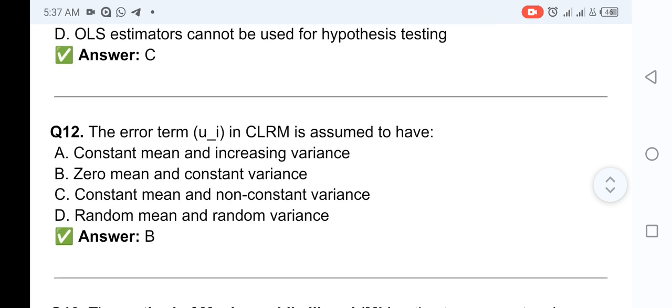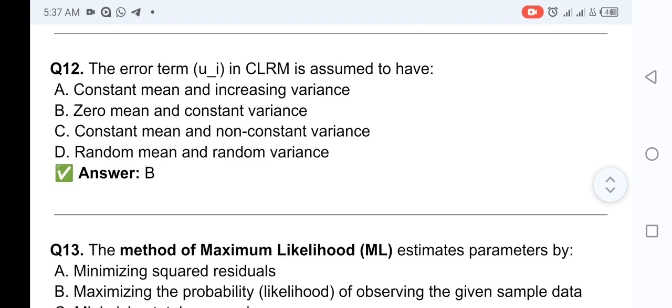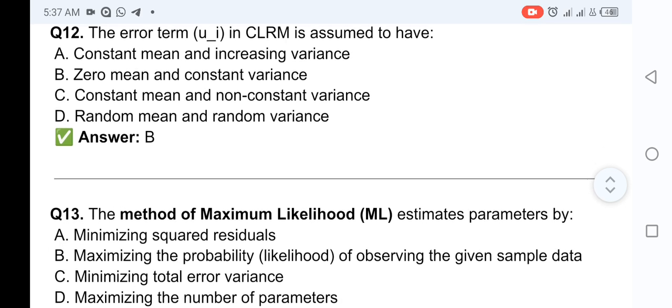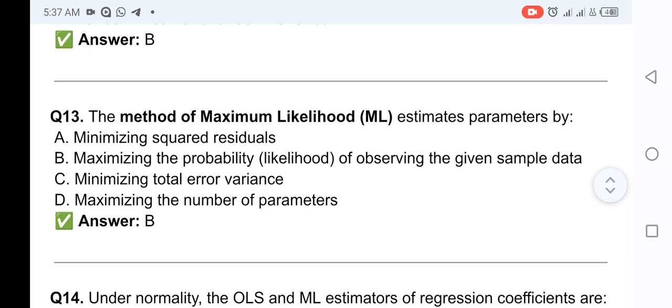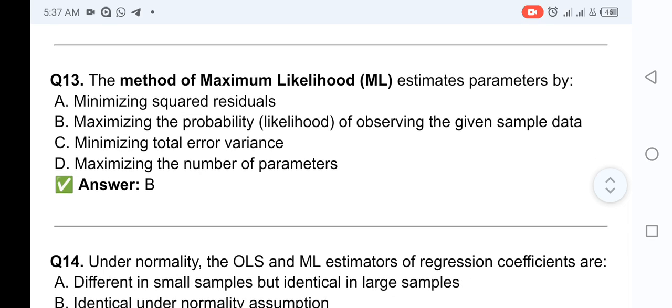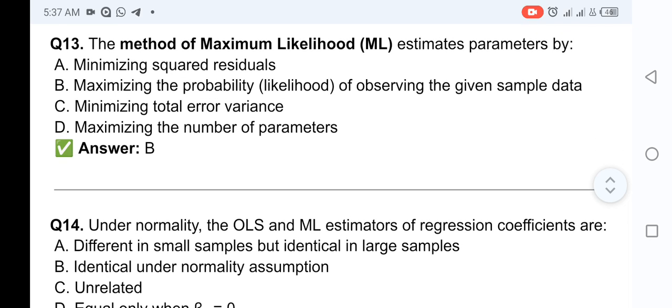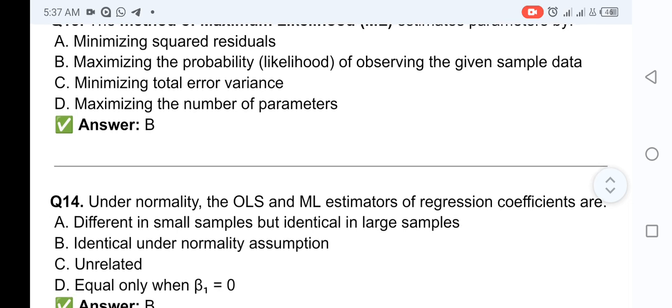Q13. The method of maximum likelihood, ML, estimates parameters by: A. minimizing squared residuals, B. maximizing the probability, likelihood, of observing the given sample data, C. minimizing total error variance, D. maximizing the number of parameters. Answer, B.